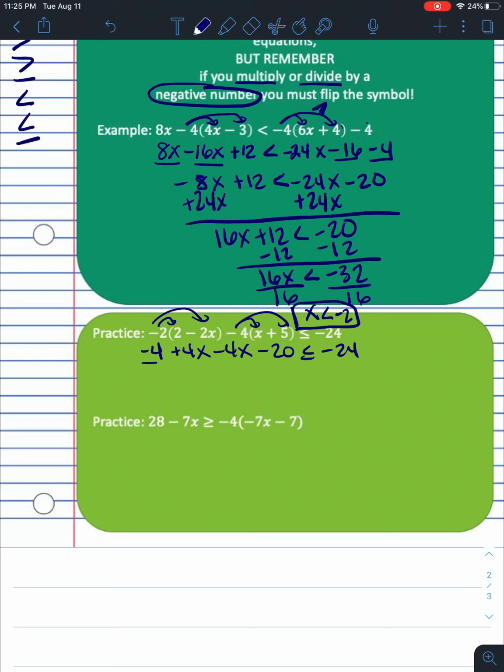I'm going to combine my like terms. So on this side I have a negative 4 and a negative 20. That becomes negative 24. We also have 4x minus 4x, which is just going to cancel each other out, and we're less than or equal to negative 24. Oh, that's a bad problem.